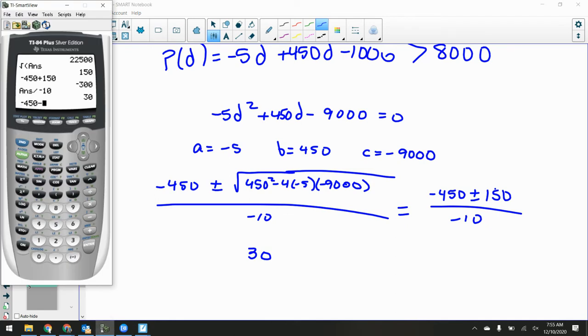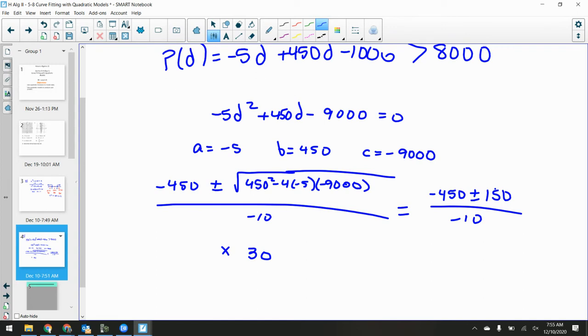So 30, -450 minus 150 divided by -10, 60. So those are my two critical points.